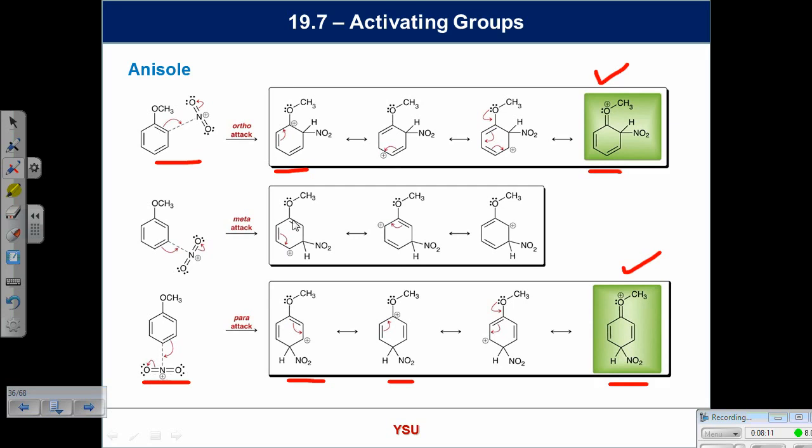The meta, you cannot put the charge here, right? There is no charge going next to that O, therefore the O can't help. So for the activating groups, it's fairly clear. Put the charge next to the substituent, it helps. If you don't put it there, the substituent can't help.